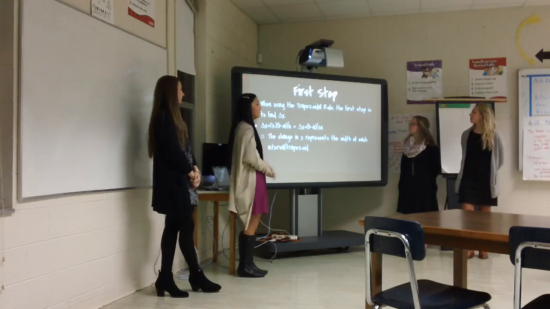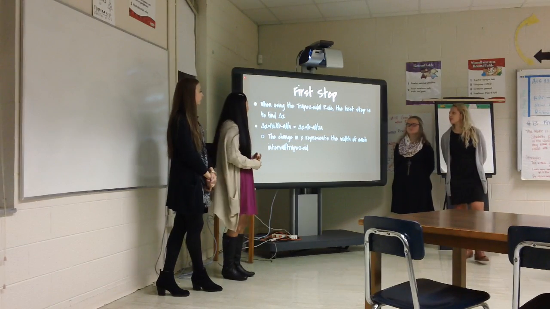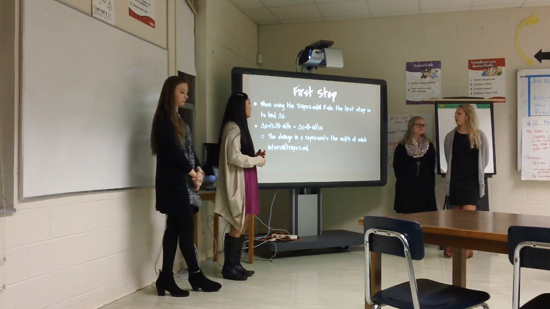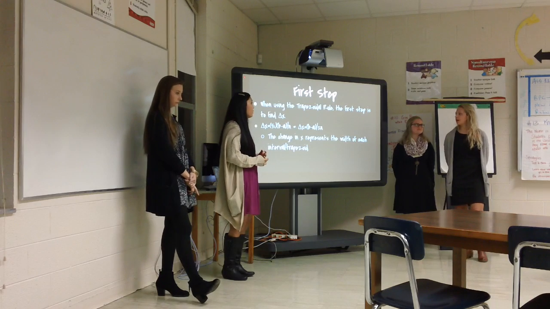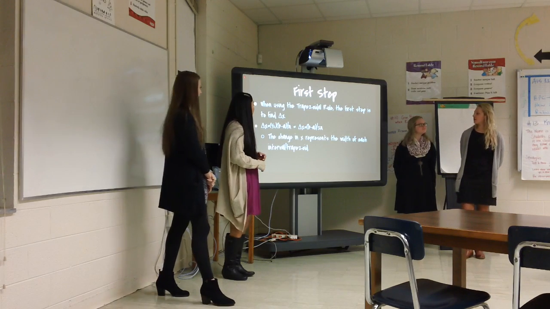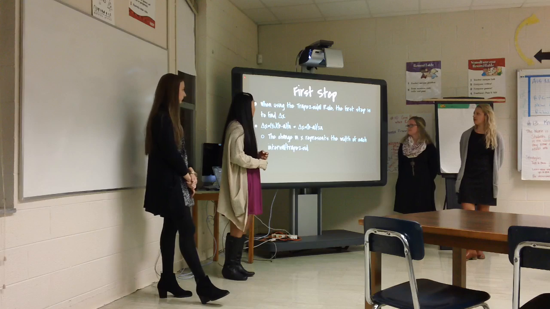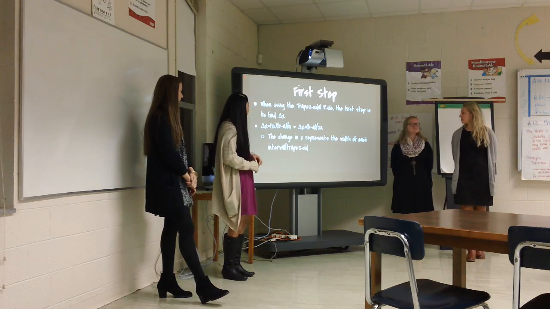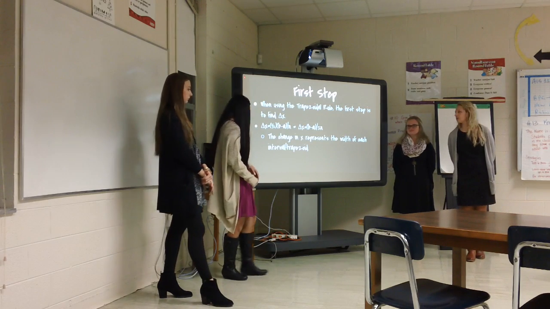Thank you. When using the trapezoidal rule, the first step is defining the change in x. The change in x is represented by 1/2 multiplied by b minus a over n, which then represents b minus a over 2n. This change in x represents the width of each interval of the trapezoids.